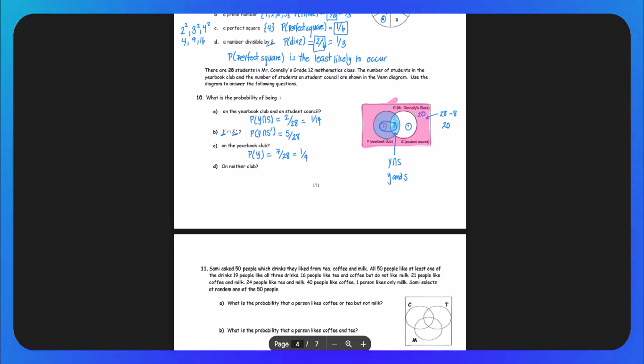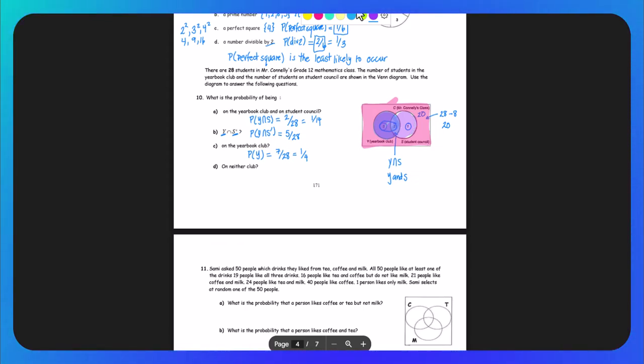And the last one, what is the probability that they are in neither club? Well, that is those things that are outside the union of Y and S. Remember, the union is this part. Let me get my highlighter out again. Let's do it in purple. This is the union, this part here and this part here, and everything outside of that.